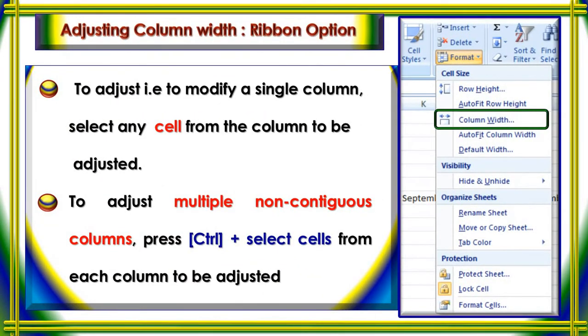To adjust, that is to modify a single column, select any cell from the column to be adjusted. To adjust multiple non-contiguous columns, press Ctrl and select cells from each column to be adjusted.